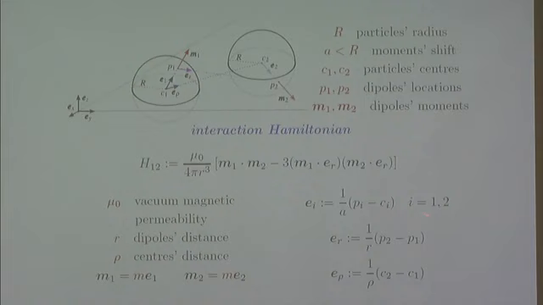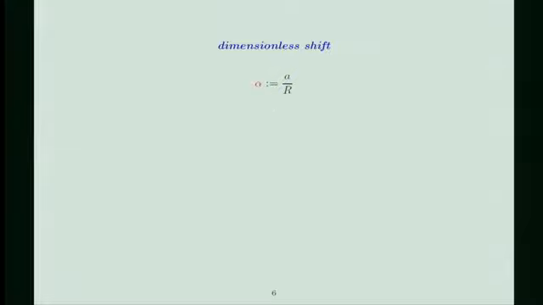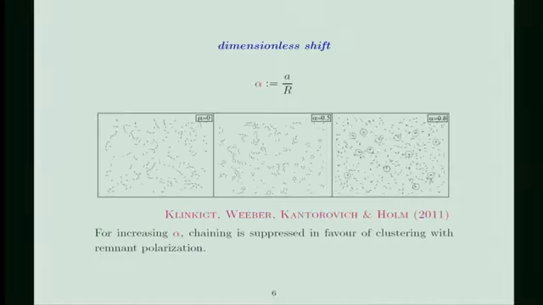All right, just a little more notation. e_i is the individual spin, as I said. e_r is the unit vector of the vector joining P1 to P2. e_rho is the unit vector of the vector joining C1 to C2. Alpha is this dimensionless shift, a parameter which ranges between 0 and 1. 0 means that there is no shift, and so dipoles are sitting in the center. Of course, the limiting case is alpha equals 1, when the dipole actually sits on the periphery of the sphere.